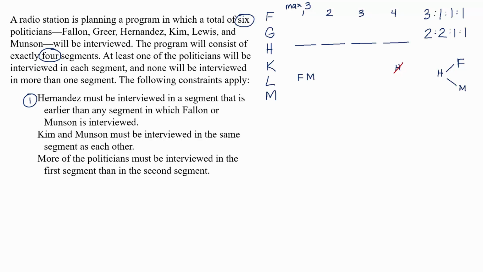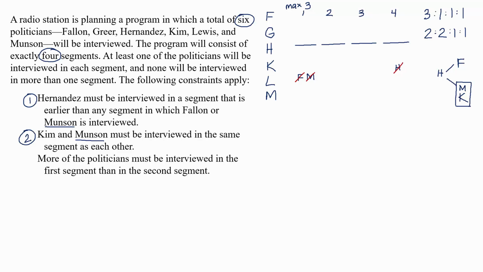Our second rule is a grouping rule, and it tells us that Kim and Munson must be interviewed in the same segment as each other. Normally, we would note down a separate rule that Kim and Munson are a pair, but here we can actually save a bit of time by noticing that we just learned about Munson in the first rule. So we can actually combine rule number 2 with rule number 1 like this.